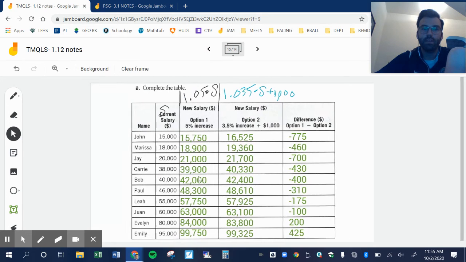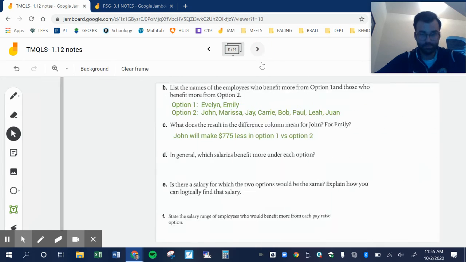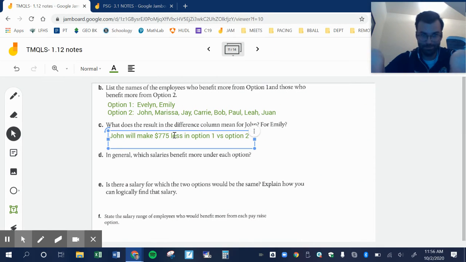Emily will make $425 more in option 1 versus option 2. Now, why is that? Because after a certain point... well, I think that's actually a question, so I don't want to give that away yet. Just not tell you.